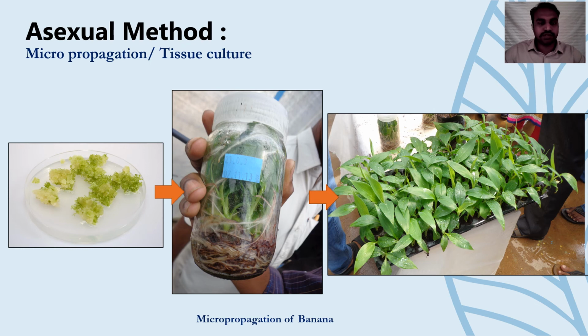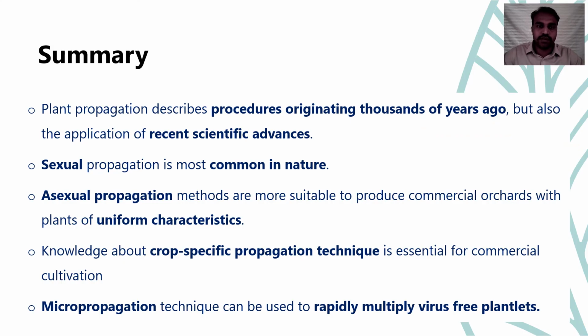So these are pictures where the first picture shows the callus development from the explant, that is the small tissue which is taken and grown in the media. The second picture shows that once the explant is developed, it is allowed to grow into the different organs, the shoot system and root system. And then you can see they are transferred into the protrays, and then they will be transferred into the field after hardening.